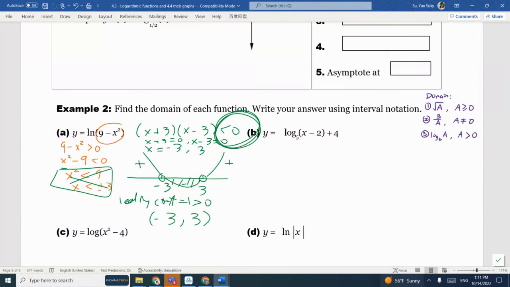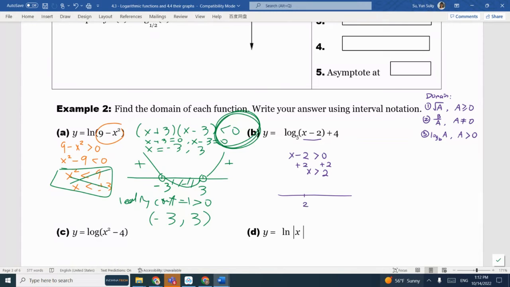Part B. Do you see square roots? No. Do you see fractions? No. Do you see log? Yes. So we need the things inside the log to be positive. So x minus 2, we need to be positive. So that's why we can add 2 on both sides. We get x is greater than 2. Right, everybody? So this one is easier.